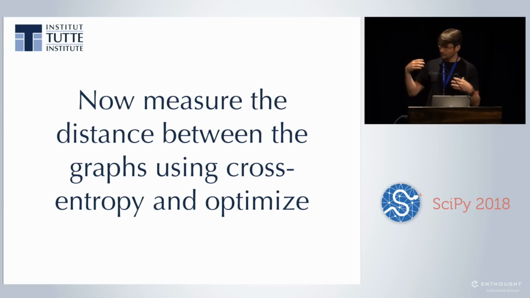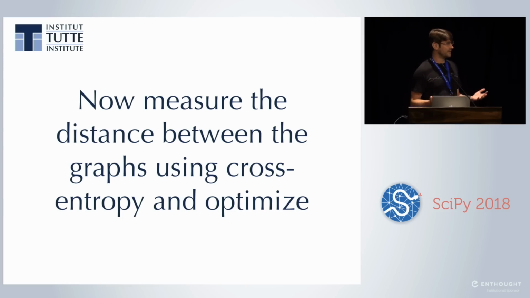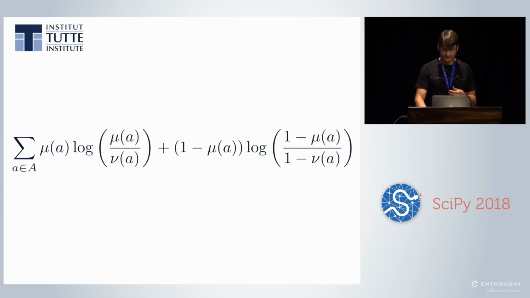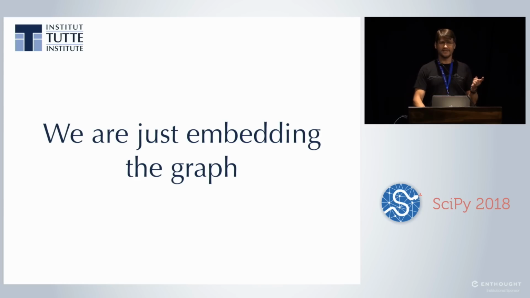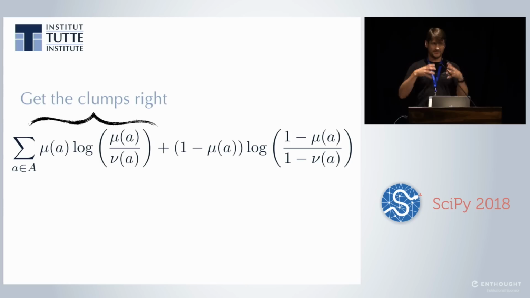Okay, so we can get two fuzzy graphs, and we can measure the distance between the graphs using cross entropy. And then if we just optimize, we get a layout in low dimensions that's going to solve our problem. So cross entropy looks something like this. But really, we're just doing a force-directed graph layout here. So you can think of the first term as kind of get the clumps right, which t-SNE does. And you'll note that term looks a lot like the Kullback-Leibler term in t-SNE.